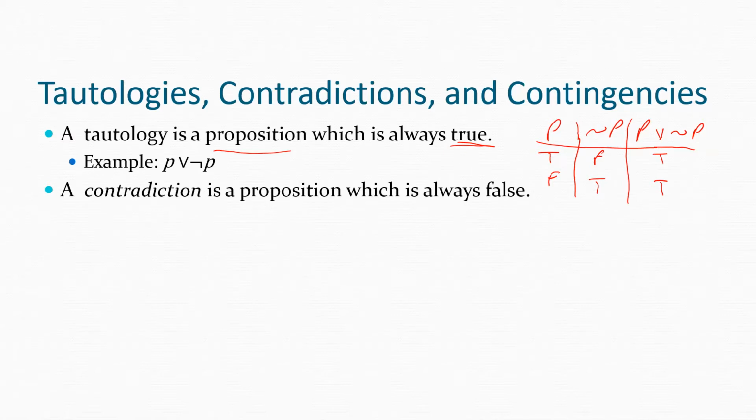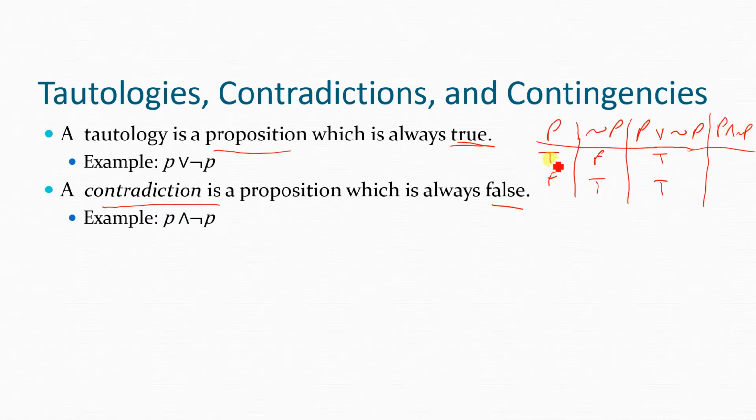A contradiction is a proposition which is always false. So this is quite opposite to a tautology. And we have an example of a contradiction, P and negation P. So we can add a column for P and negation P in order to check whether this is a contradiction or not.